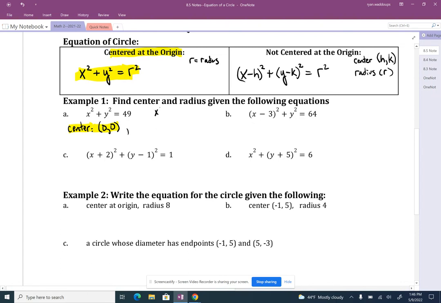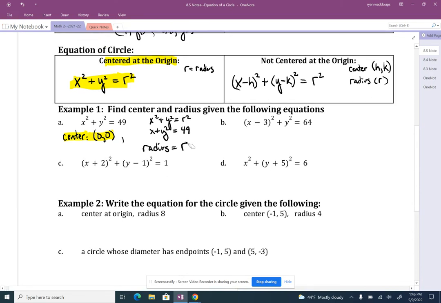If we've got x squared plus y squared equals r squared, but in this case we have x squared plus y squared equals 49, then I'm asking myself, what square is equal to 49? The radius then is the number whose square is 49, and that would be 7. And so that's our radius, and our center is at 0, 0.